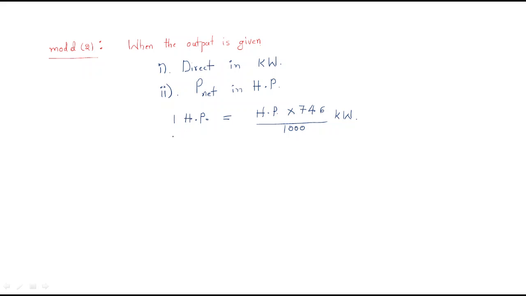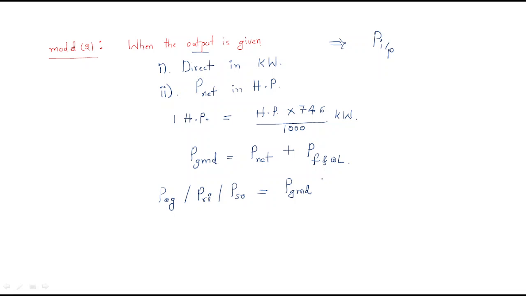Okay, so the gross mechanical power developed is the net power plus frictional and windage losses. By that we can find the air gap power. It is the reverse, because the output is given and you will find the input now. So we follow the reverse: air gap power, or rotor input, or stator output, is the gross mechanical power developed plus the rotor loss.